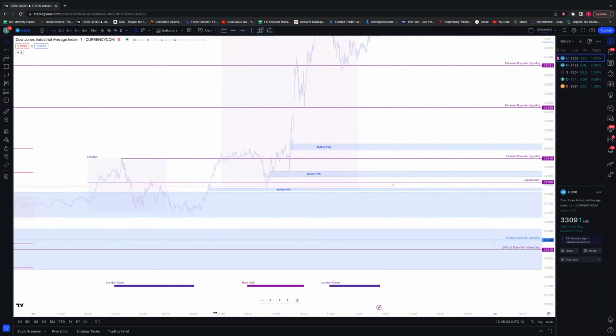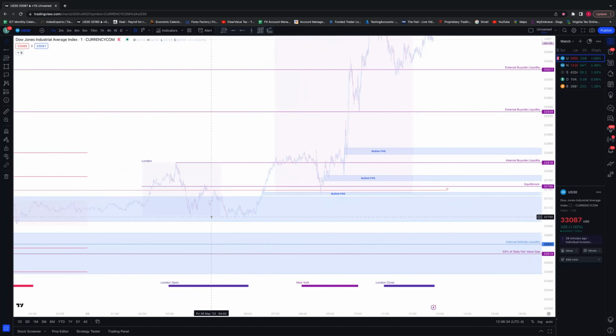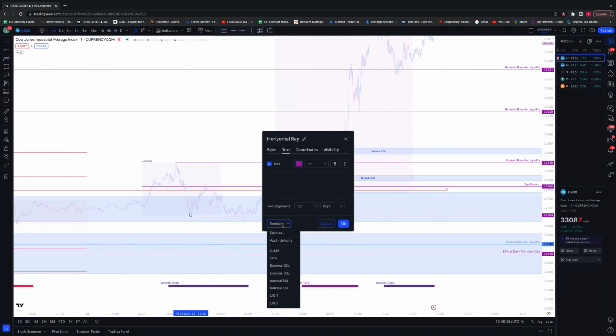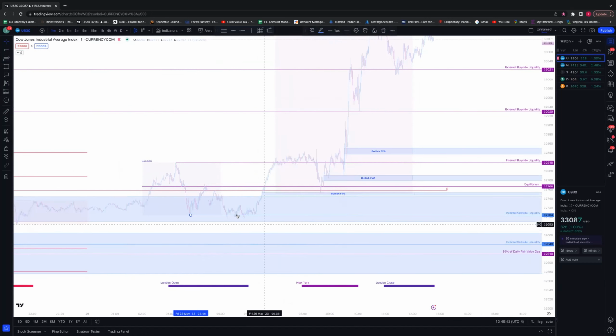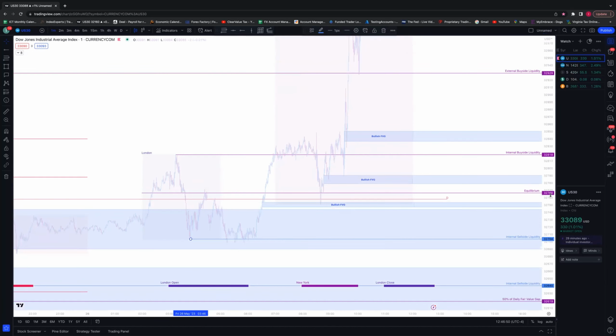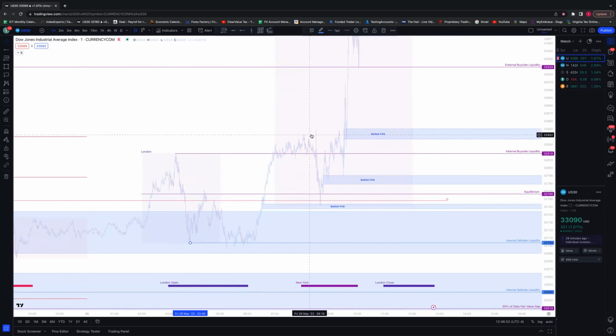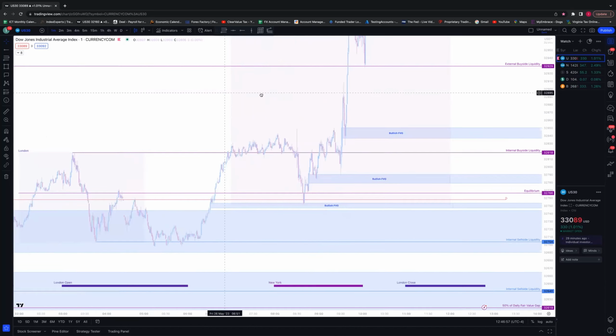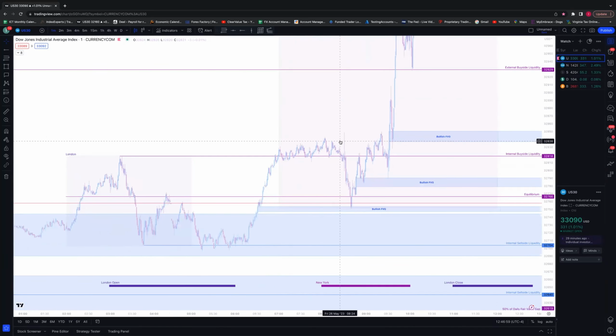We are going to assume that price took sell side liquidity at the London low. And now it's seeking buy side liquidity, which it took exactly at 8:30. Now we are looking, let me run it back a little.